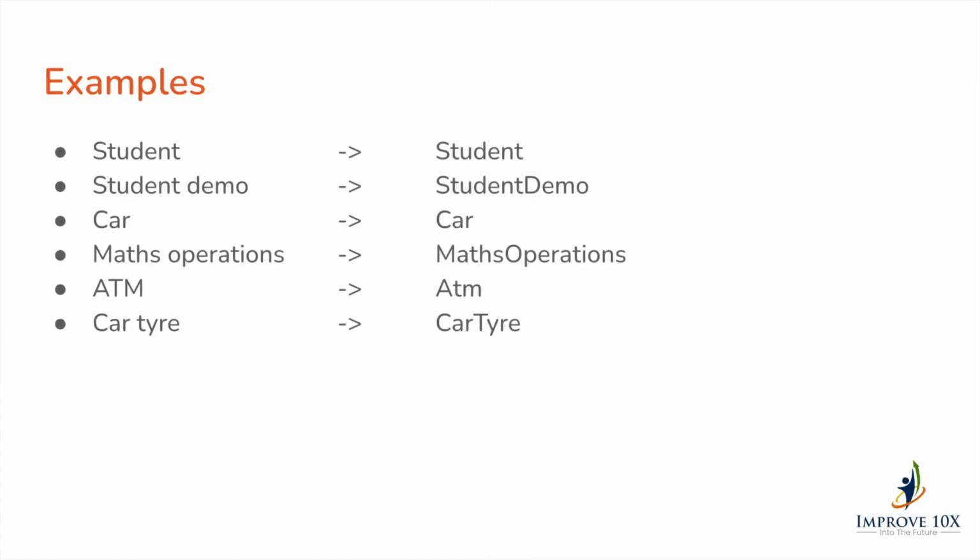Some examples are Student, StudentDemo, and if you want to create a class of a car, it's simply Car. If you want to create a class for maths operations, then this is how we create a class, MathsOperations with M and O capitalized. Similarly, for ATM or abbreviations, usually we only capitalize the first letter.